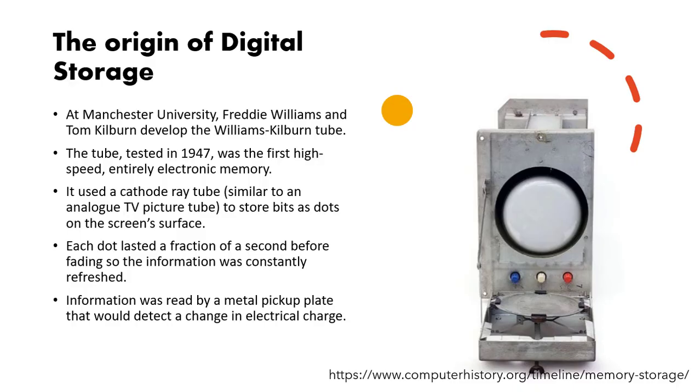Okay, so the origin of digital storage. Remember that we have a really short history in computer science, and the idea that computer science is old is a wrong one. Our history really does only date back to just before the Second World War, and so the first high-speed entirely electronic memory was tested in 1947 at Manchester University, which was and still is a pioneer for computer science. It used a cathode ray tube similar to an analog TV picture tube to store bits as single dots on a screen's surface, as you can see on the right hand side. Each dot lasted only a fraction of a second before fading away.